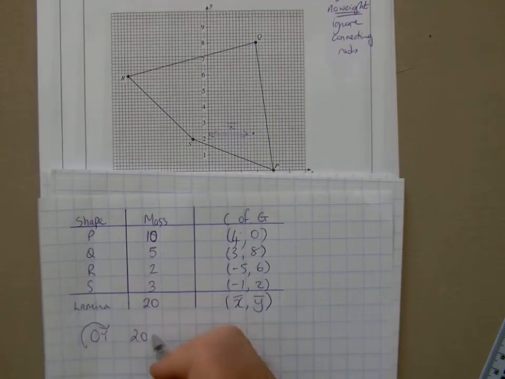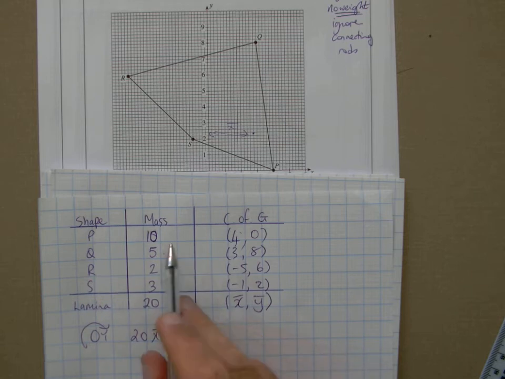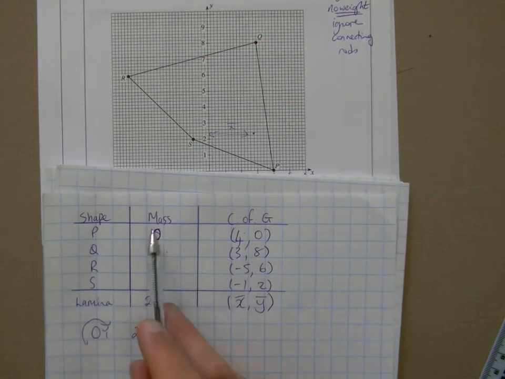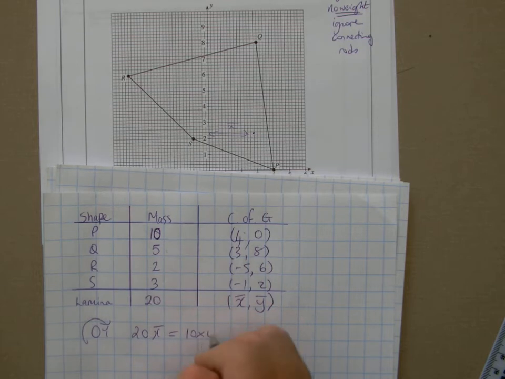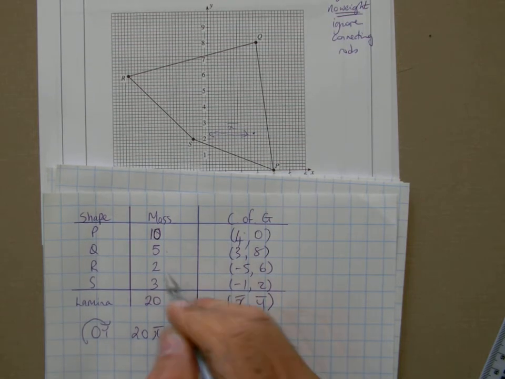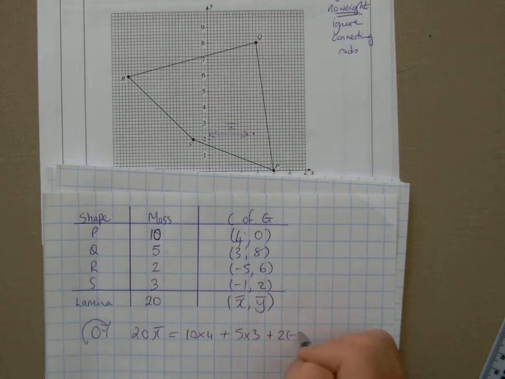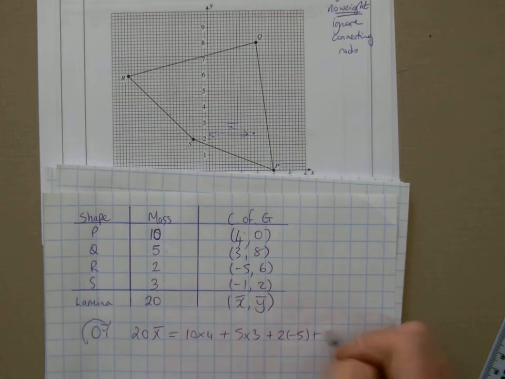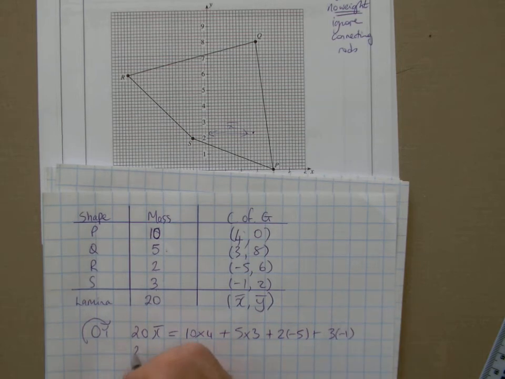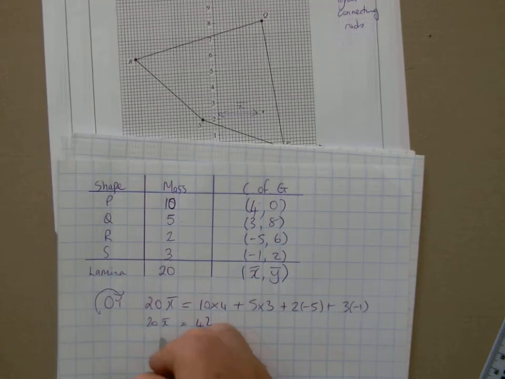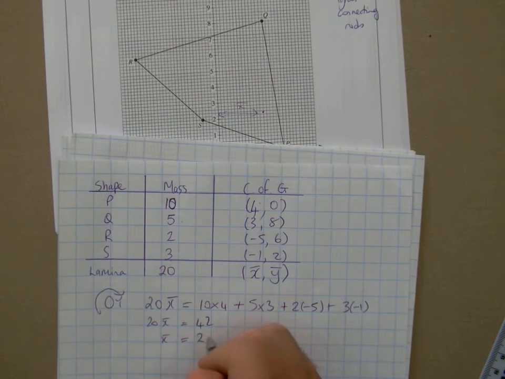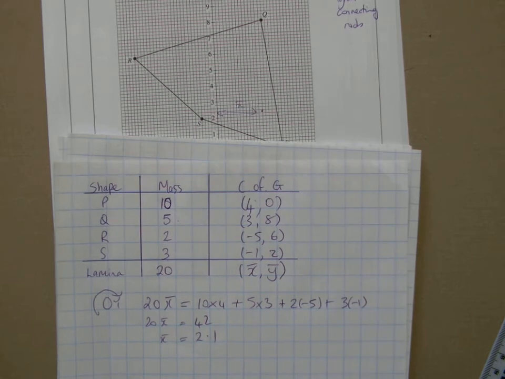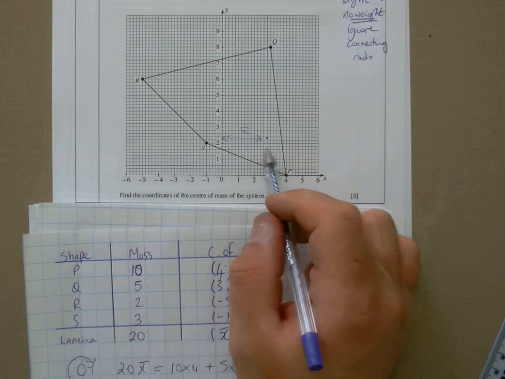So 20 times x bar would equal the x distance from each of these masses. So 10 times 4 plus 5 times 3 plus 2 times minus 5 plus 3 times minus 1. So 20x bar will equal, let's work that out on my calculator, 42. So straight away I get my x bar: 42 divided by 20 comes out to be 2.1. So that's my x bar, the horizontal distance, across 2.1. That's where it should be.